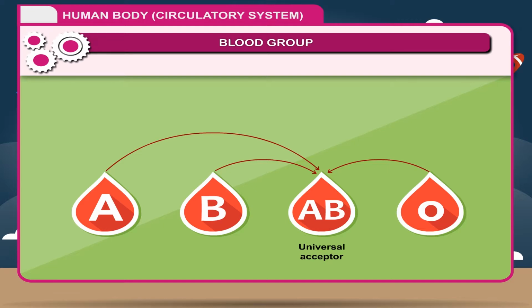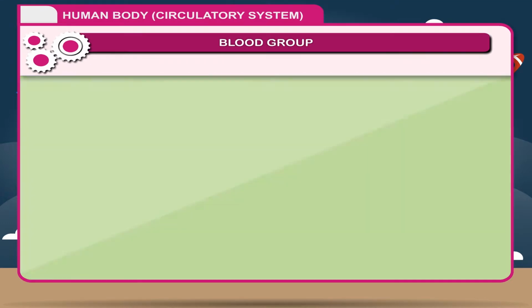Each antigen produces one antibody in the blood. All foreign bodies or germs act as an antigen. Antibodies are present in the serum of the blood.